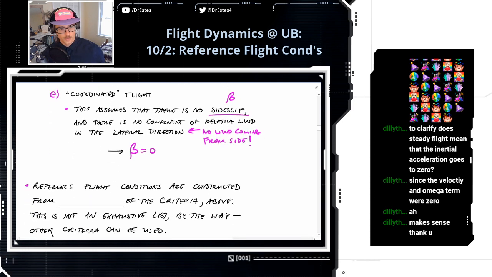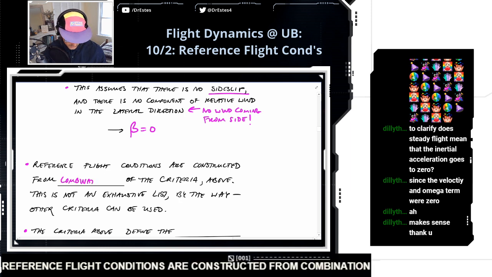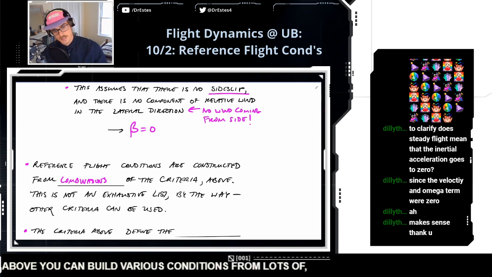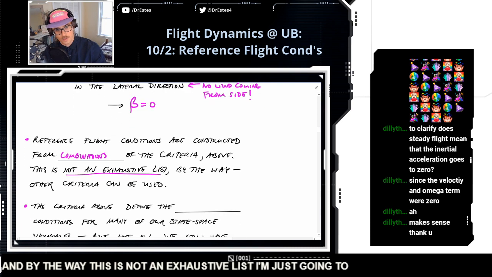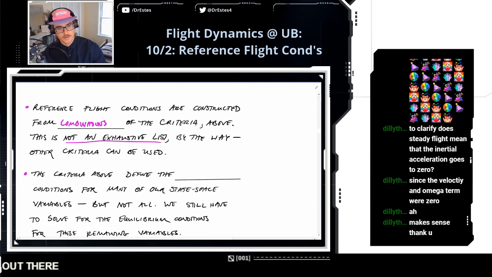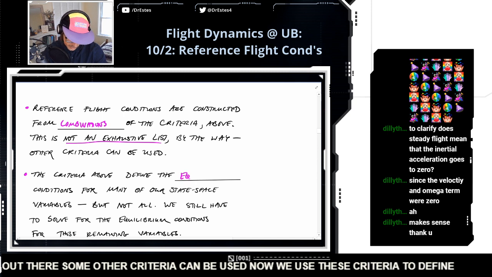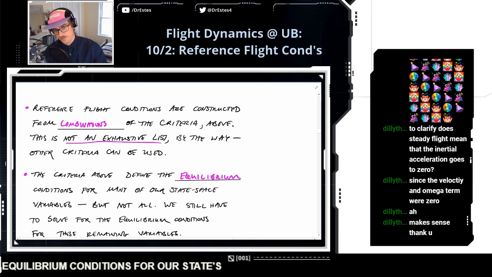All right, so like I said, reference flight conditions are constructed from combinations of the criteria above. You can build various conditions from lots of combinations of these things. And by the way, this is not an exhaustive list. I'm just giving you some ideas of what's out there. So other criteria can be used. Now, we use these criteria to define the equilibrium conditions for our state space variables for our aircraft model.